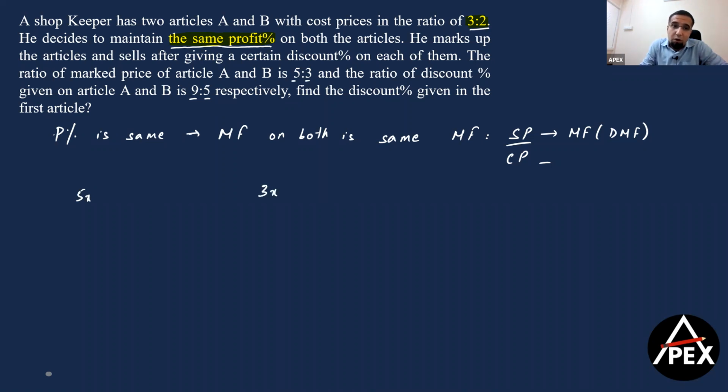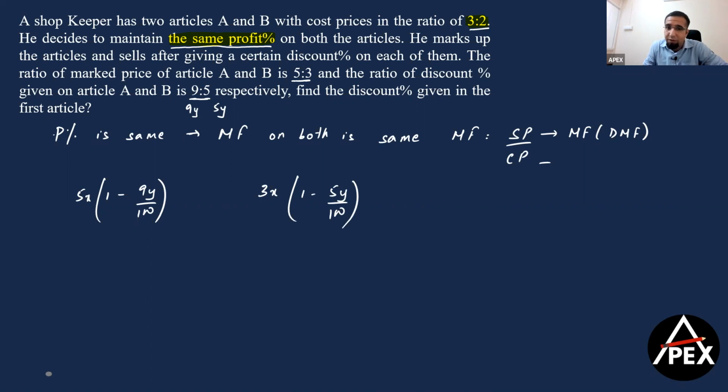Now, I'm giving a discount in the ratio 9:5. We have learned in the ratios class that two different ratios will take two different variables. So I'm assuming the discounts are 9y and 5y. So what do I get here? The multiplying factor becomes 1 minus 9y by 100, which gives me the selling price of the first article. And 1 minus 5y by 100 gives the selling price of the second article.